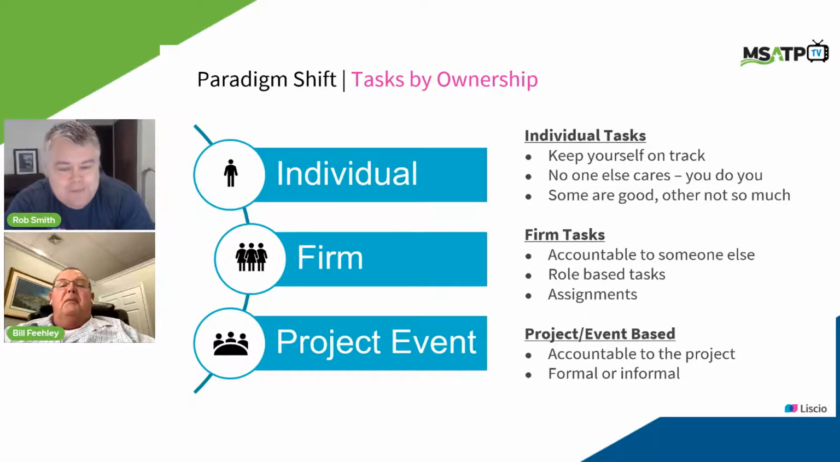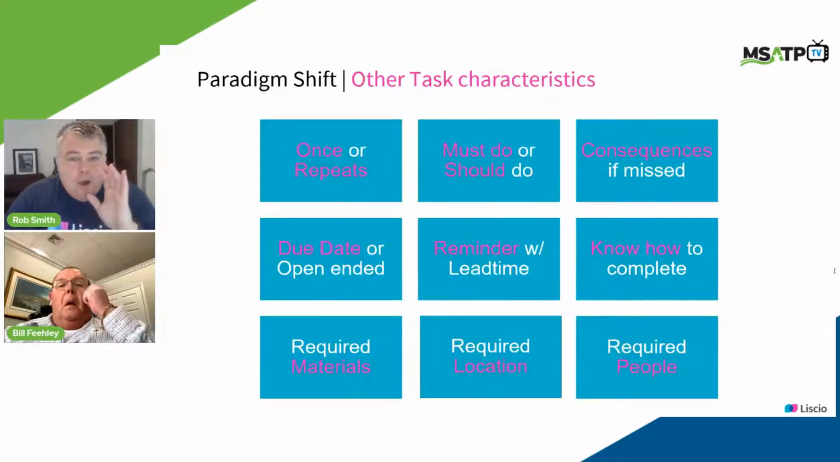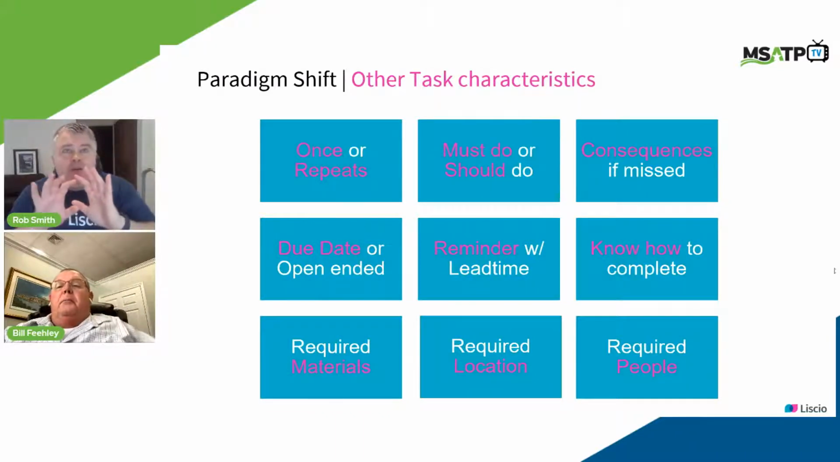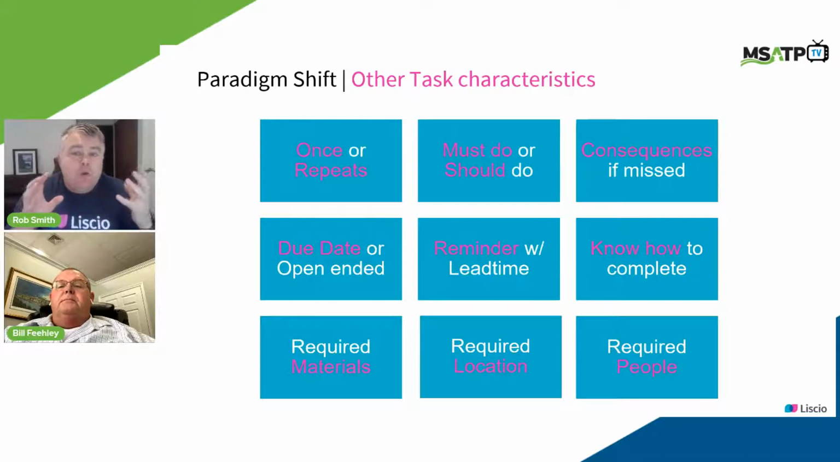So there are firm tasks, and then there are project tasks or event tasks. These are sets of tasks that have to happen whenever this project or event happens. Okay. So those are the different types of tasks. Now, not only are we going to define tasks that way, there are a bunch of other things that go along with a task. Does the task happen once, or does it repeat? Is it a must do, or is it a should do? Are there consequences if it's missed? Does it have a due date, or is it open-ended? Do you need a reminder with lead time?